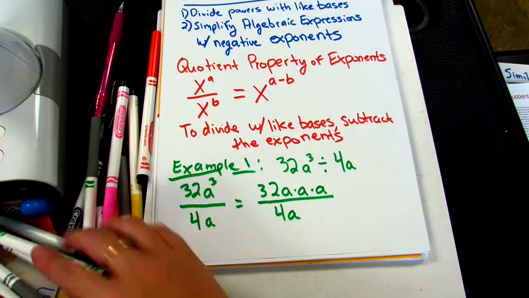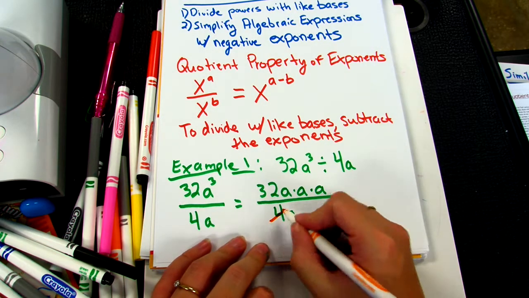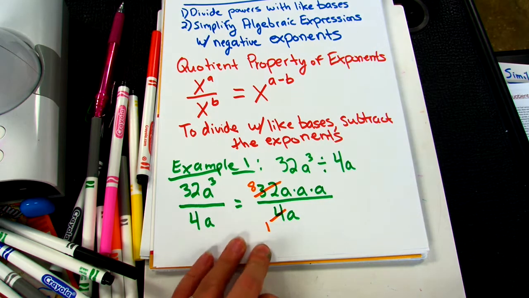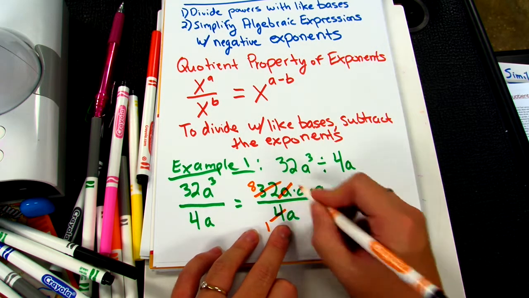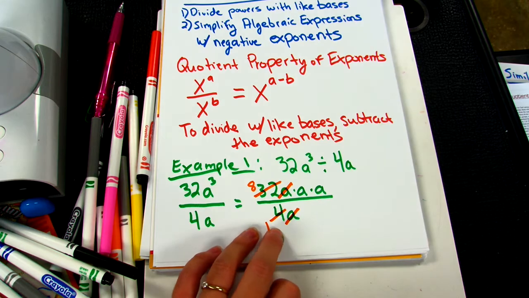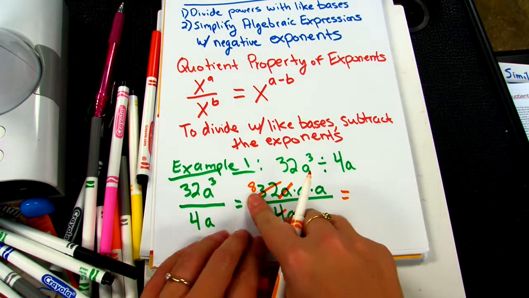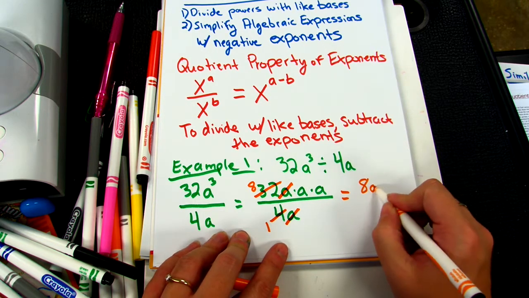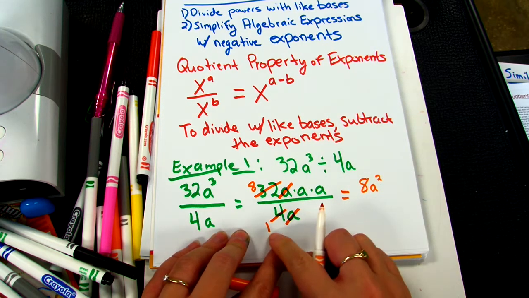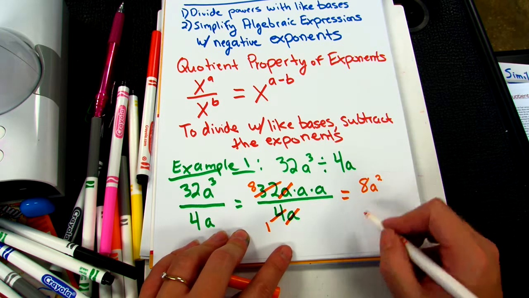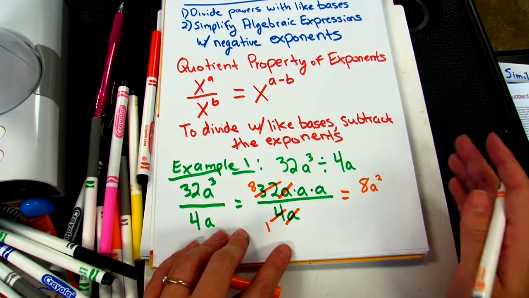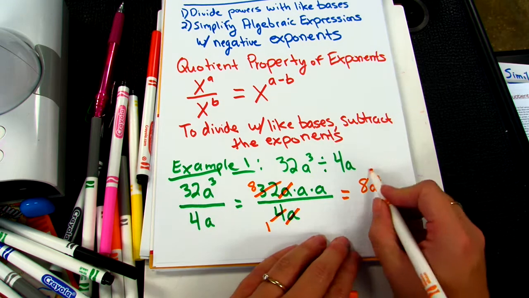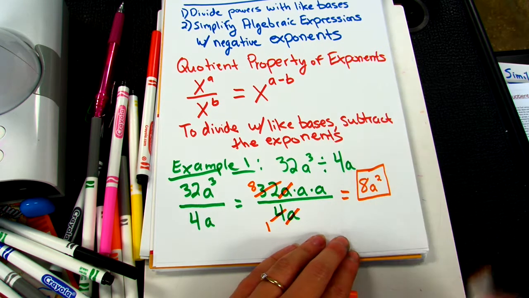Well, we can reduce, right? 4 goes into 4 once, and 4 goes into 32 8 times. And then a divided by a is just 1, so those cancel out, leaving us 8 times a times a, which is 8a squared. And then 1 times 1 is 1, so 8a squared over 1, which is just 8a squared. Okay, so this is our answer right here.